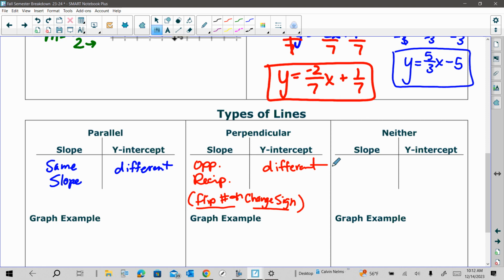Now, if it's neither, that means two things could happen. Maybe it's just a different sign or opposite sign, or maybe it's just a reciprocal. And again, the y-intercept's going to be different.